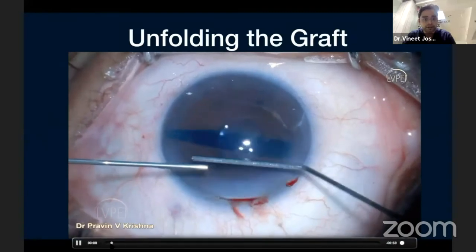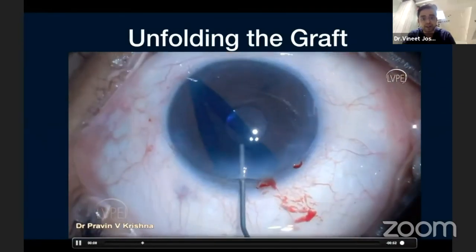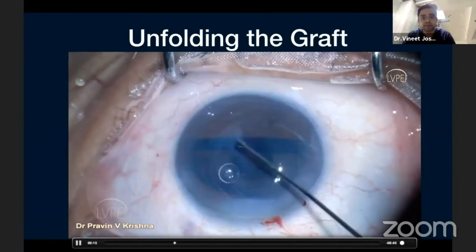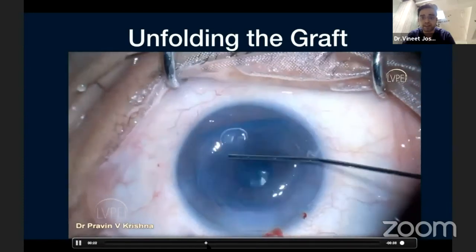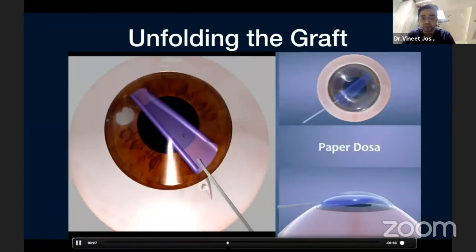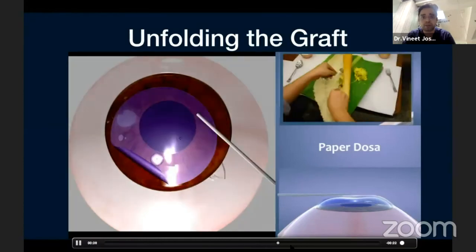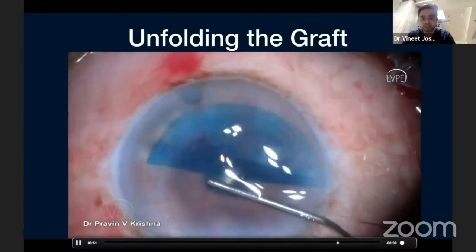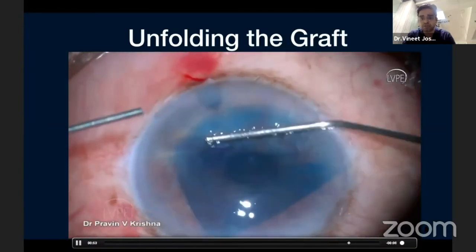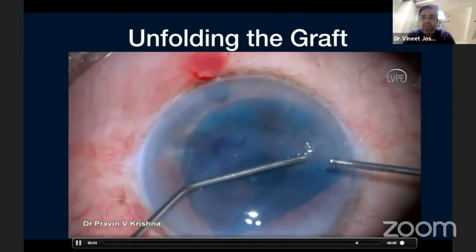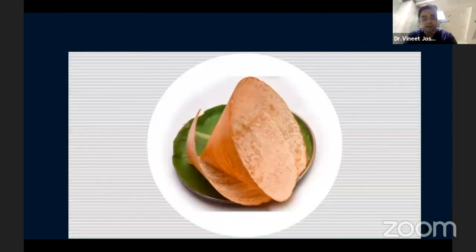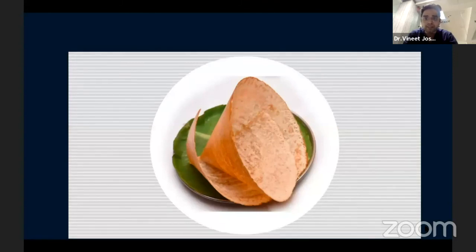Sometimes the scrolls are very tight, then you can introduce a small air bubble in the center, which can help open up the double scroll, and it helps in unfolding totally. A double cannula is useful to keep one open edge flat and then open up the other end by gliding movements.